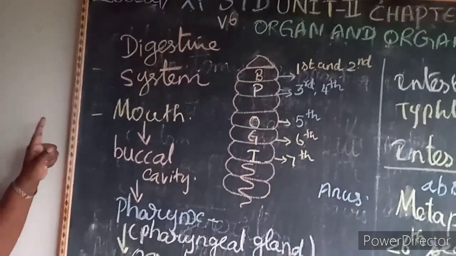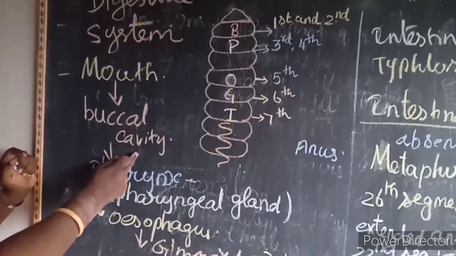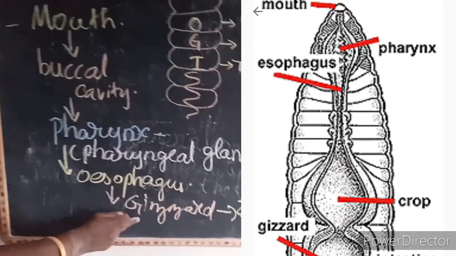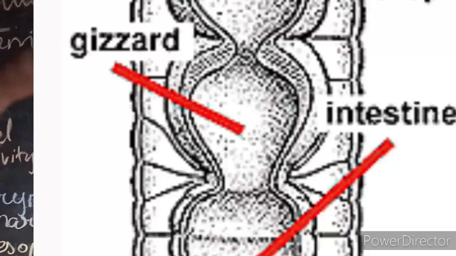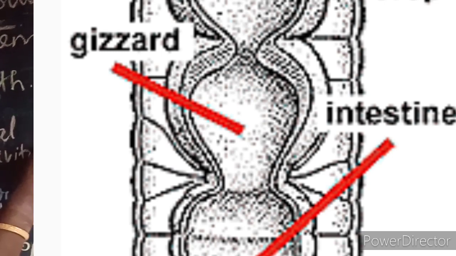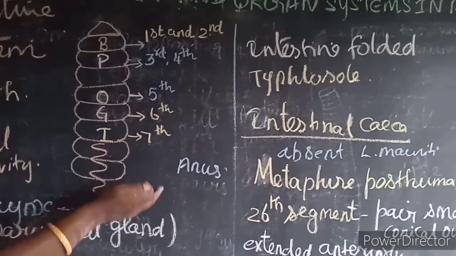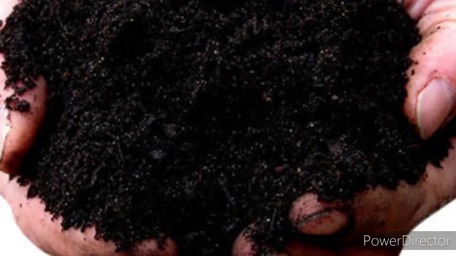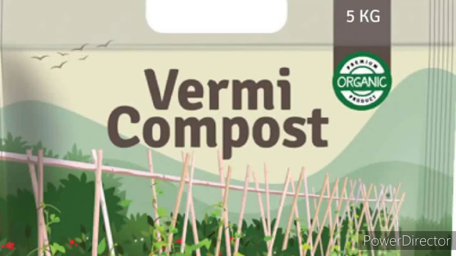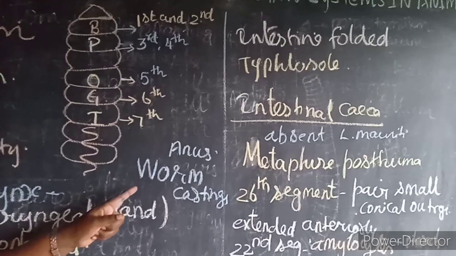In the digestive system of the earthworm, the mouth leads to the buccal cavity, pharynx, esophagus, gizzard, intestine and anus. The organic rich soil is digested by the digestive glands and the undigested food passes out through the anus. This undigested food along with the soil particles is known as what? Worm castings or vermicompost. It's a 3-mark question.